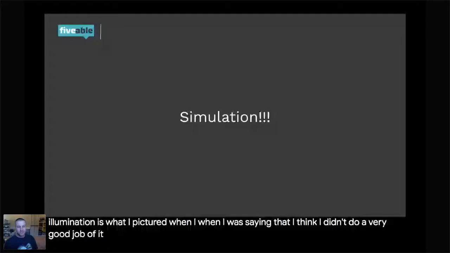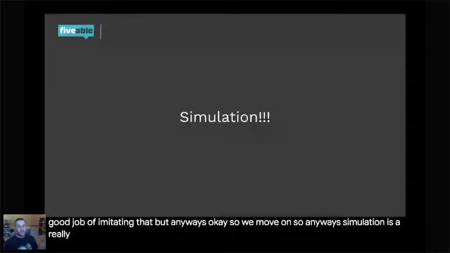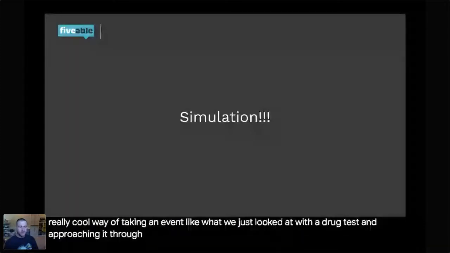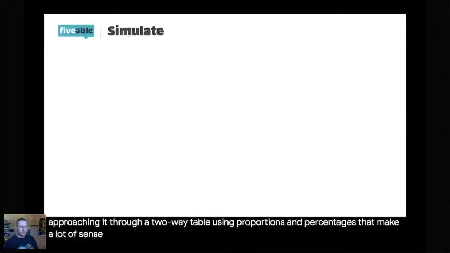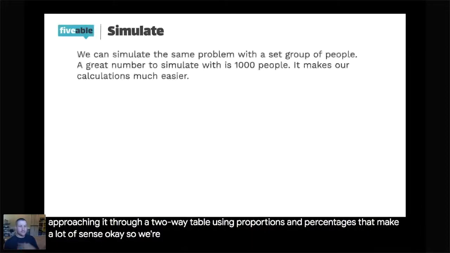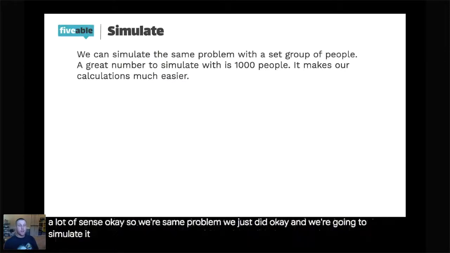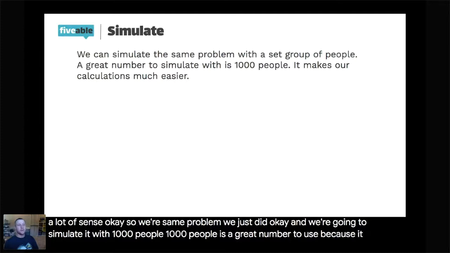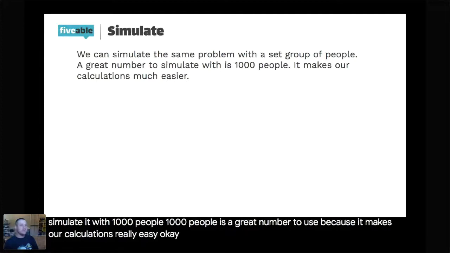So anyways, simulation is a really cool way of taking an event like what we just looked at with the drug test and approaching it through a two-way table using proportions and percentages that make a lot of sense. Okay, so we're going to simulate that. We're going to take the same problem we just did and simulate it with 1,000 people. 1,000 people is a great number to use because it makes our calculations really easy. 75% of 1,000 people is 750 people. The answers are right there in the percentages.